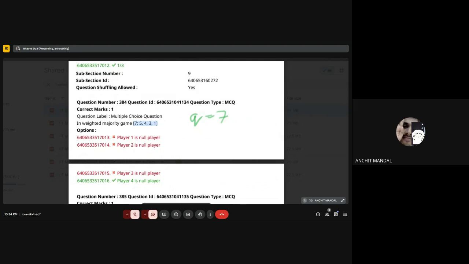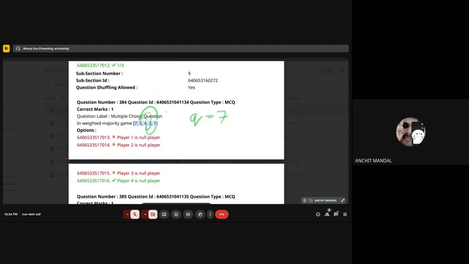5 and 4 together can pass. 5 and 3 together can pass. 5 and 1 together cannot pass. 4 and 5 can pass. 4 and 3 can pass. 4 and 1 cannot pass. 3 and 1 cannot pass.